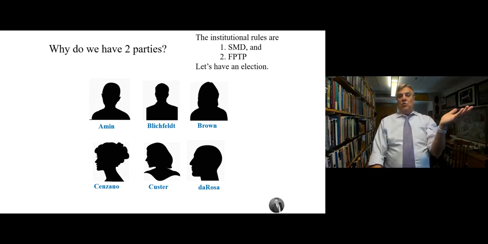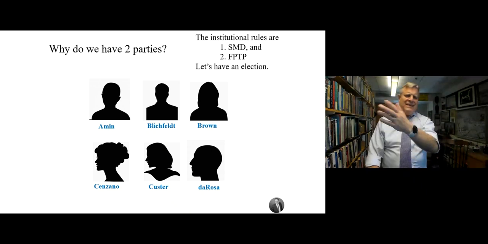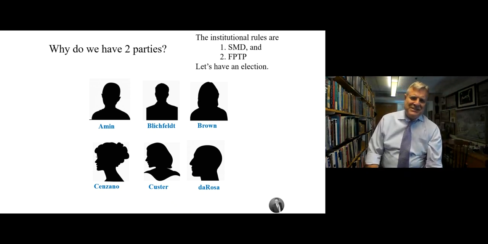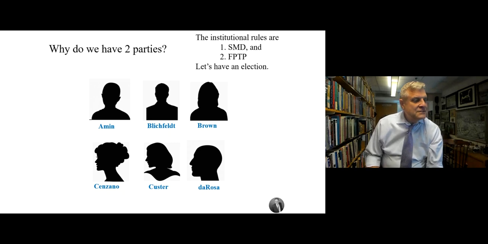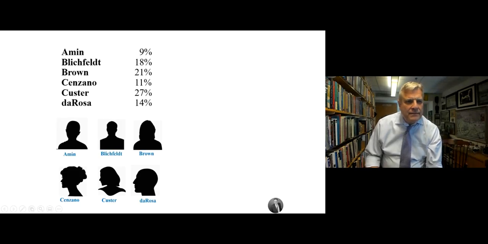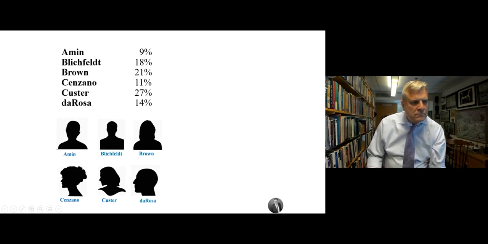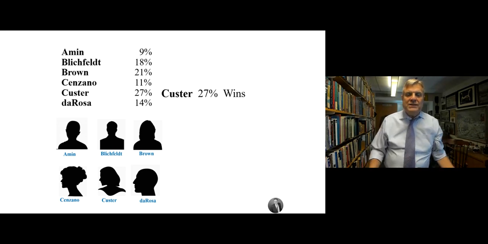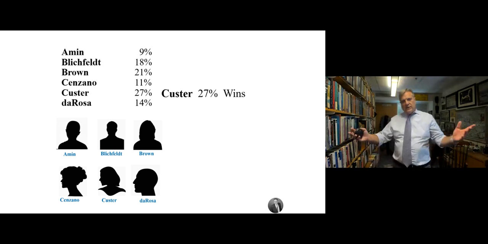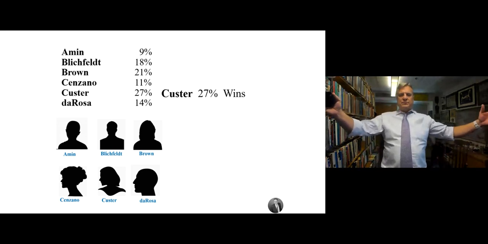Okay, that's like the way things ought to happen, right? So if you have these six individuals running for office, and they're going to have a campaign, and these are the outcomes, who wins? Well, single-member district, plurality rules. Single-member district, one person wins. Whoever gets the most votes wins. Custer wins with 27% of the vote. Congratulations, right? It's democracy in its proudest form.